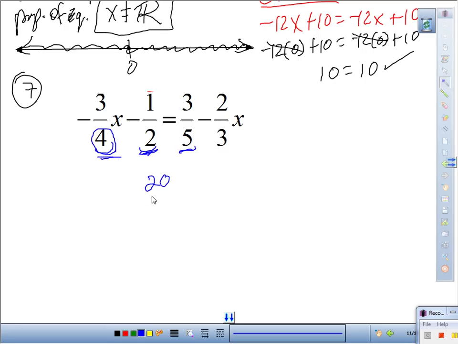Are we there so far? So which one is left? 3. Can we make the 3 into a 20? How about the 20 into a 3? No, so what is 20 times 3? 60. That's our common denominator. That's how you find your denominator.